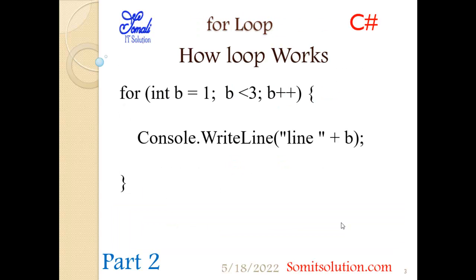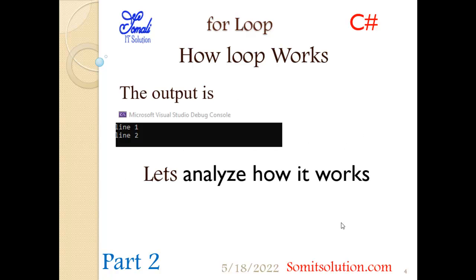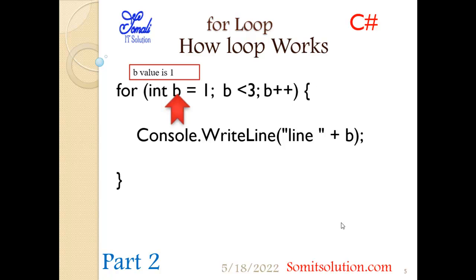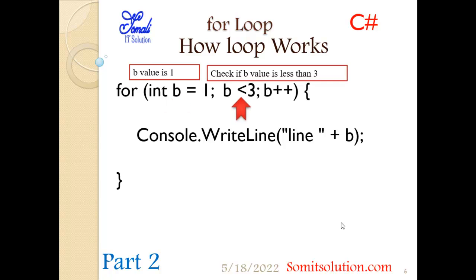Here is a simple example of for loop. This example is the same as the example we used in part 1 with while loop. And the output is. Let's analyze how for loop works. Declare variable b and initialize it to 1. Check if b value is less than 3, and b value is less than 3 because b value is 1. Print line 1.